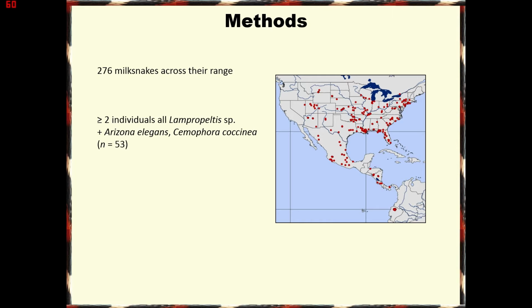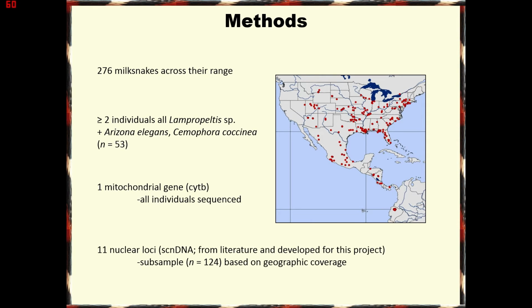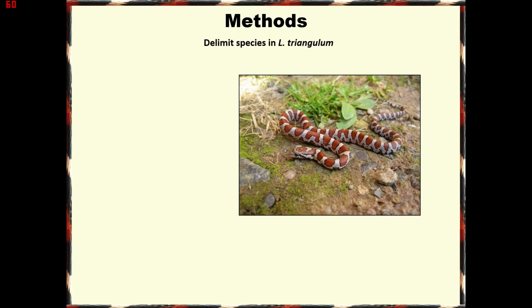So our methods are, we've got 276 milk snake samples across their range, at least 2 individuals from all other Lampropeltis species, plus 2 outgroups, Arizona and Pantherophis, 1 mitochondrial gene where we sequenced all the individuals for this, and 11 nuclear loci. Some of these are from the literature, some of them were developed using anonymous loci protocols for this project specifically, and it's a mixture of introns and exons, and we did a subsample based on getting good geographic coverage for sequencing the nuclear genes.